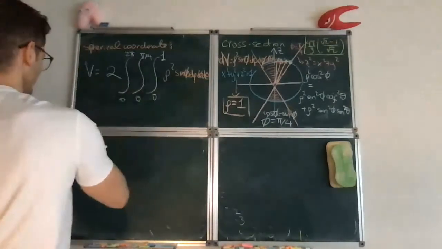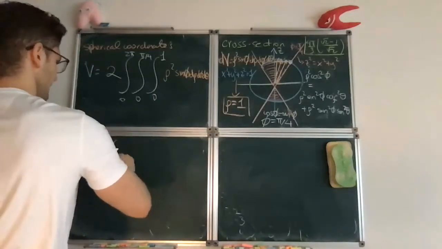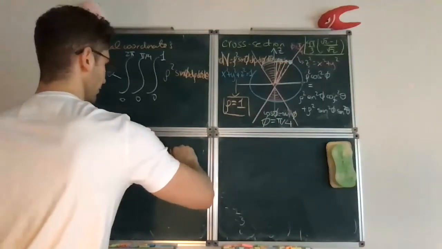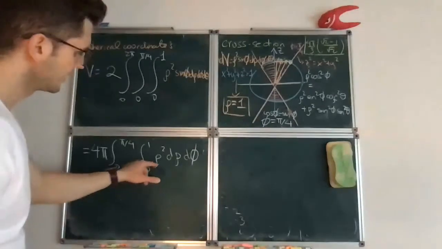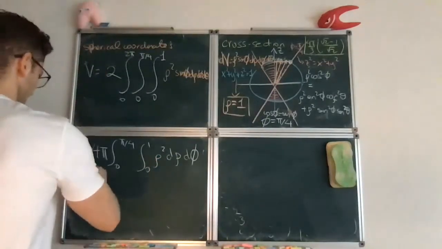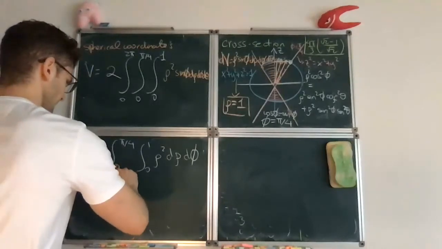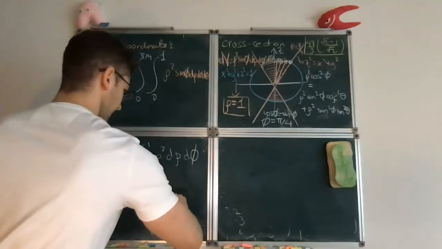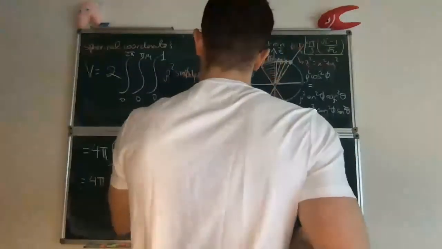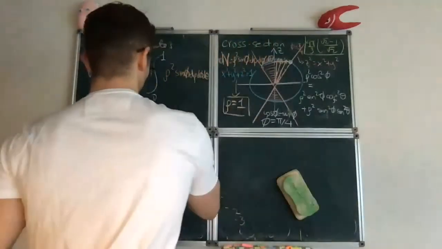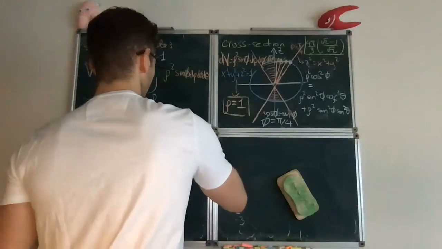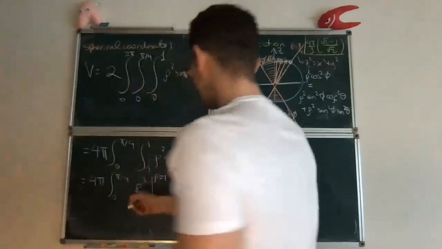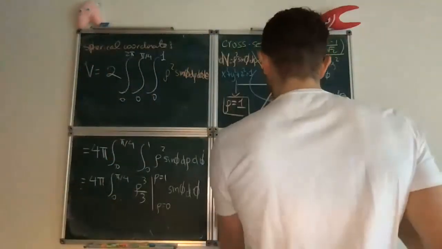When you integrate with respect to theta, you just get 4 pi times the integral from 0 to pi over 4 of the integral from 0 to 1 of rho squared d rho d phi. This gives you rho cubed over 3. Oh, and I forgot to write the sine of phi. Right, this just gives you 1/3, which is good. That will give you the 4 pi over 3 that we had before.